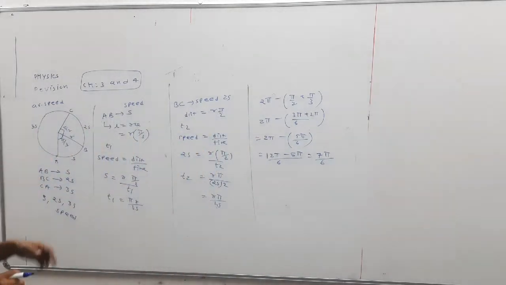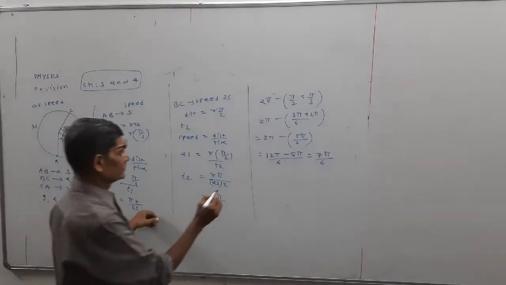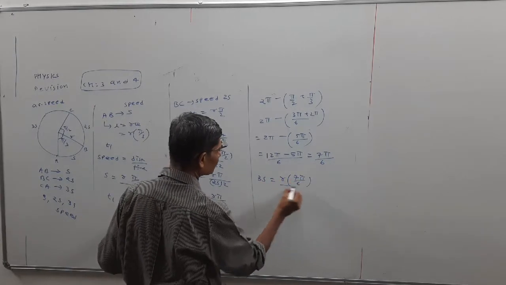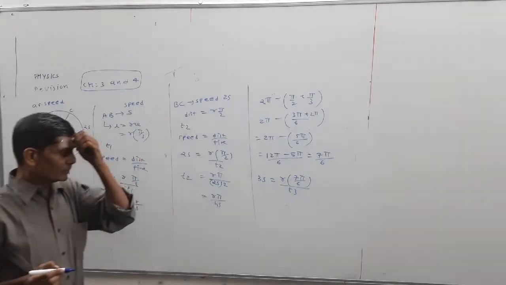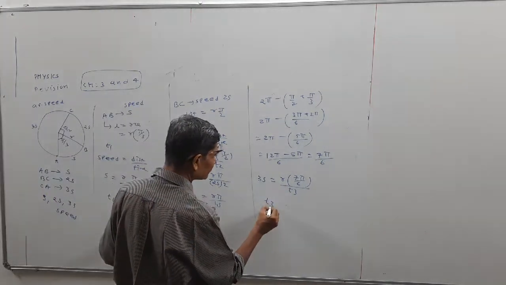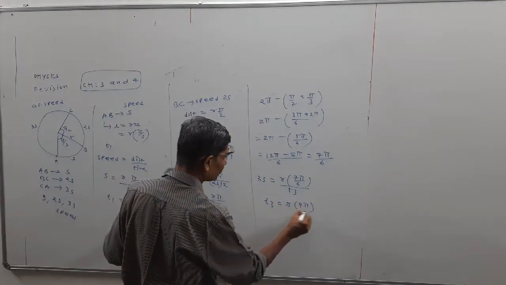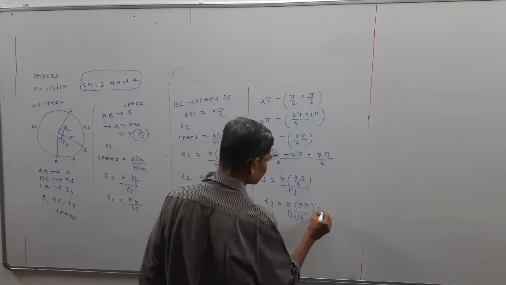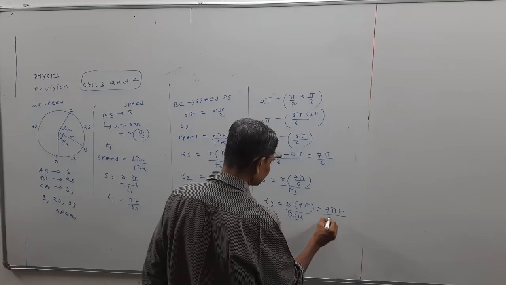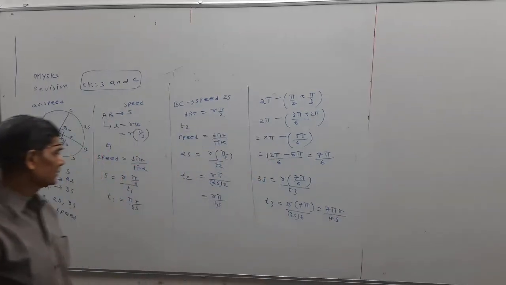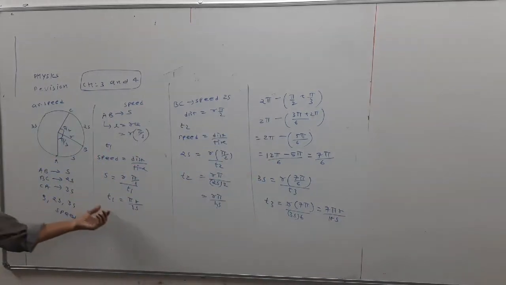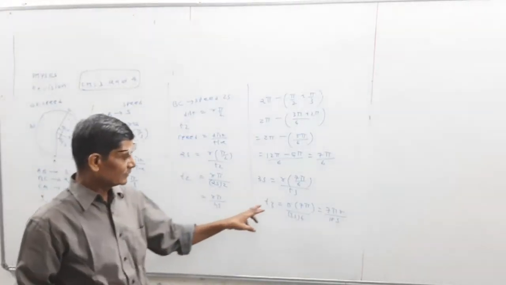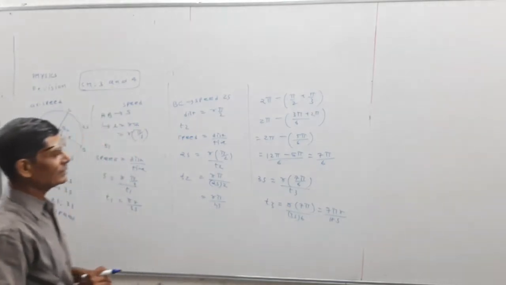Now see the speed is 3s. Length of the arc will be 7 pi by 6 upon time t3. So t3 will be r into 7 pi upon 3s into 6, that is 18s. So the first time we obtained is t1 is pi r by 3s, second is pi r by 4s, and time t3 is 7 pi r by 18s.